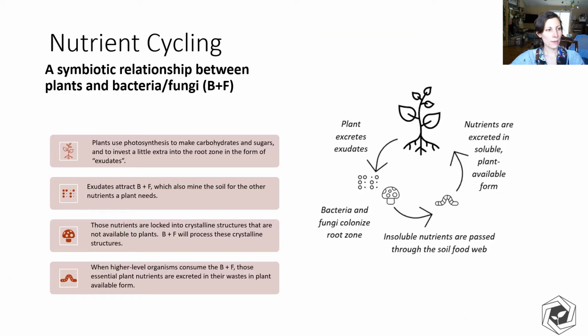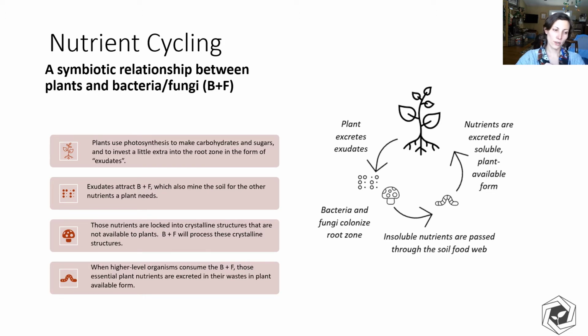So just to recap what nutrient cycling is, it is a symbiotic relationship between plants and bacteria and fungi, meaning that the plants benefit because the bacteria and fungi bring nutrients to the plant root, and the bacteria and fungi benefit because the plant gives them sugars. So plants use photosynthesis to make carbohydrates and sugars and invest a little extra into the root zone in a form that we call exudates. Exudates attract bacteria and fungi, which also mine the soil for other nutrients a plant needs.